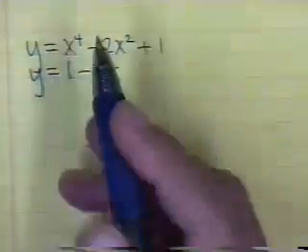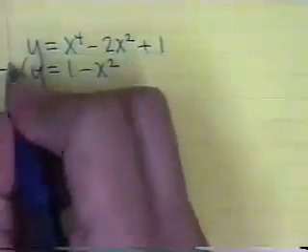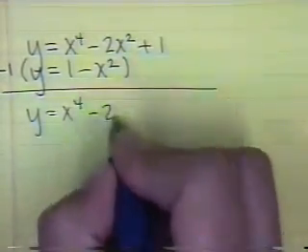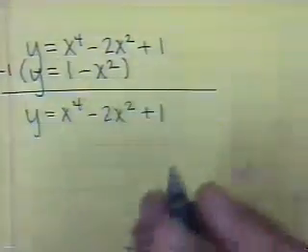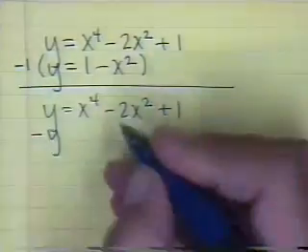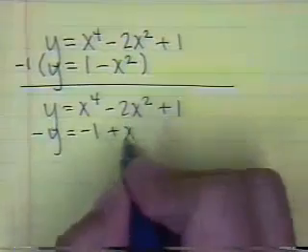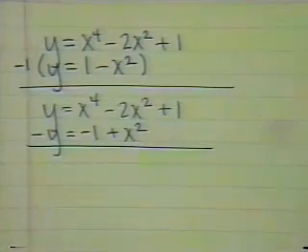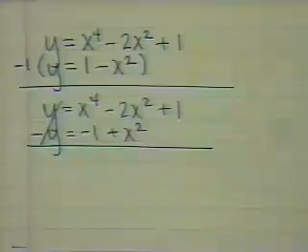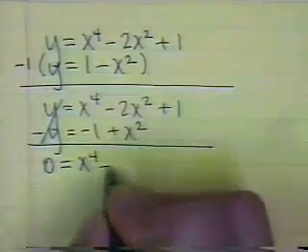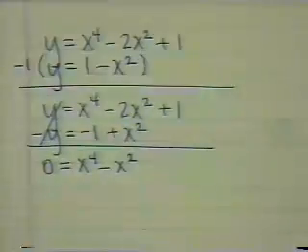In order to eliminate a variable here, it looks like it's going to have to be the y's. So I'm going to multiply my whole second equation through by a negative 1. The first one didn't change, so I'm just going to rewrite it. The second one, I multiply all the way through by a negative 1. This gives me negative y equals negative 1 plus x squared. Now I'm ready to add them together so that the y's are eliminated and I can solve for some x's. The y's cancel when I add the two equations together, and I end up with 0 equals x to the 4th minus x squared.